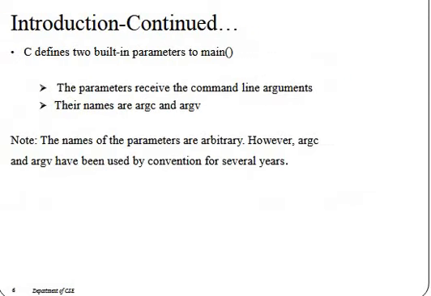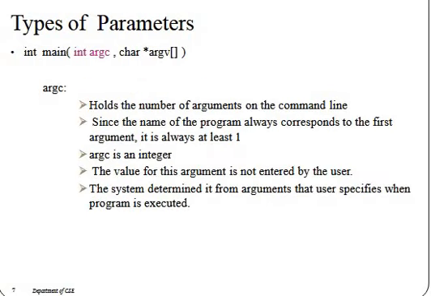So we have two built-in parameters to receive the command line arguments: argc and argv. Argc holds the number of arguments on the command line. It's an integer. Argc is a count, so it is an integer. The value for this argument is not entered by the user. The system determines it from the arguments that the user specifies when the program is executed.